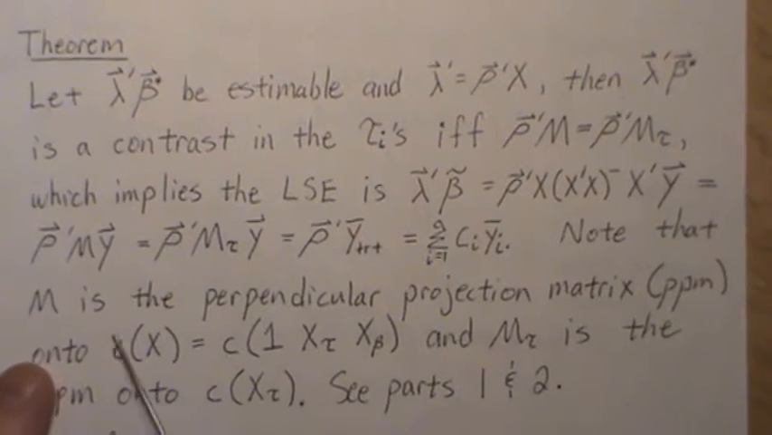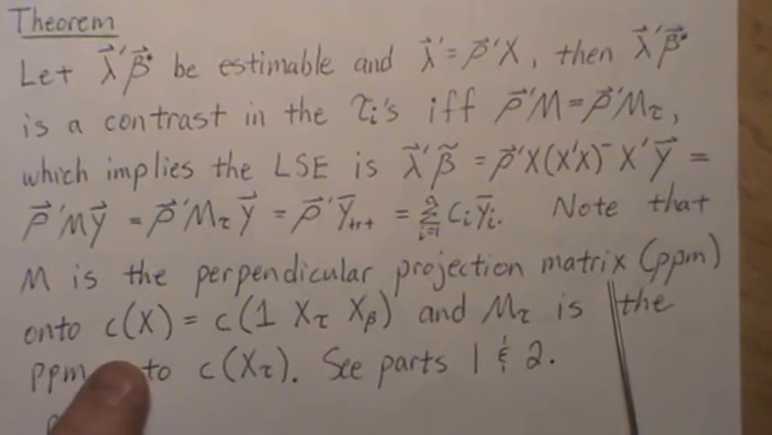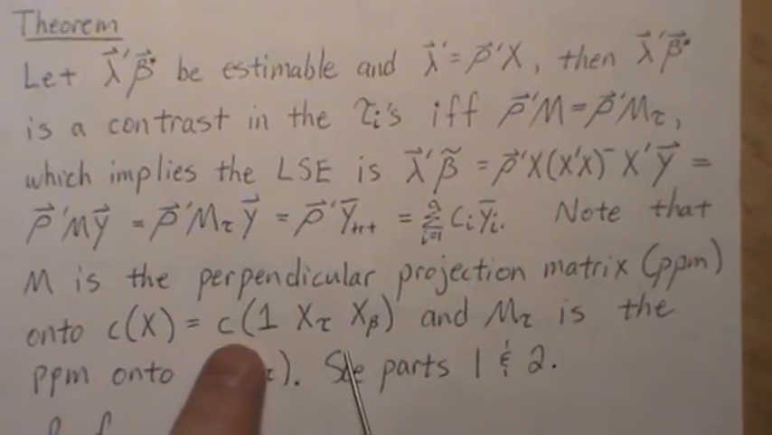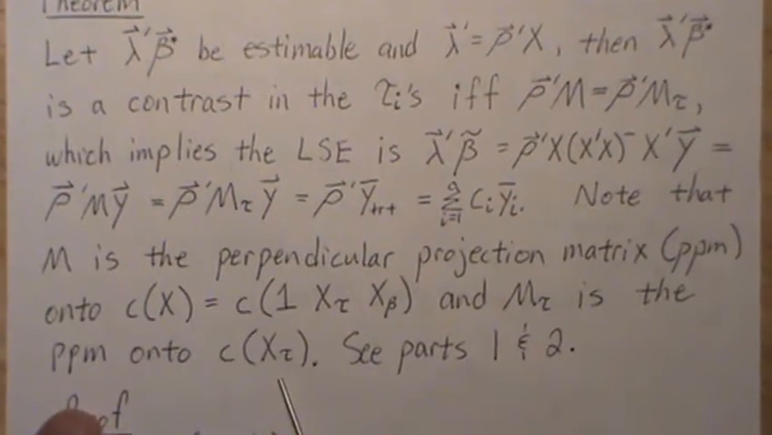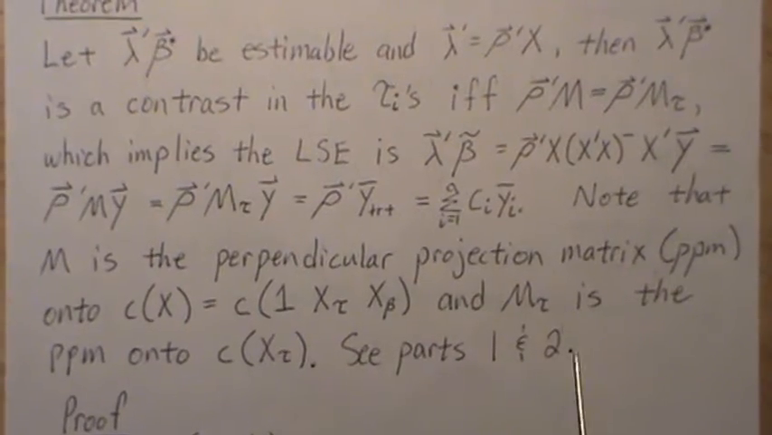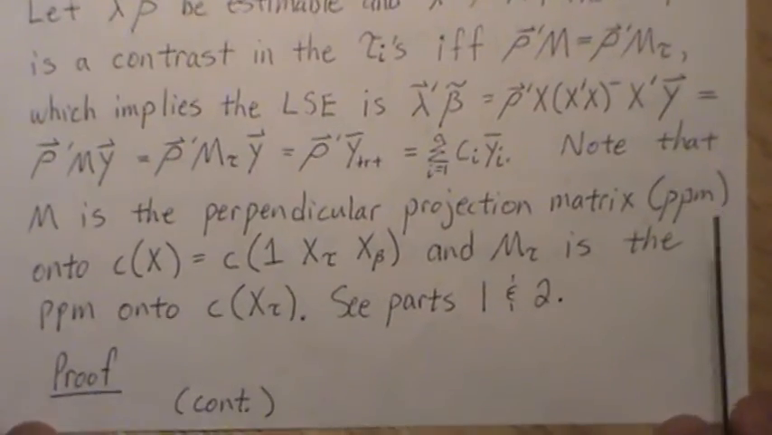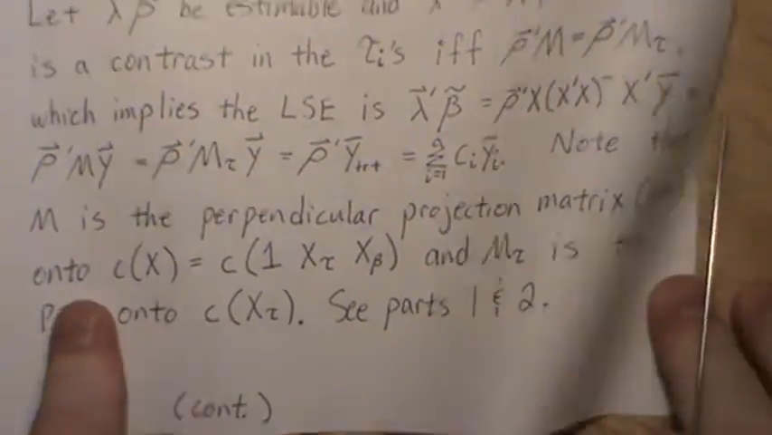Okay, so note that M is the perpendicular projection matrix on the column space of X, which is the augmented matrix 1, X tau, X beta, and M tau is the perpendicular projection matrix on the column space of X tau. See parts 1 and 2 for much more detail. So let's prove this.